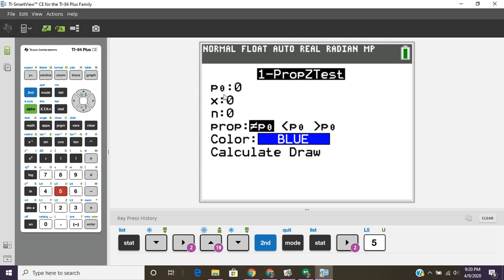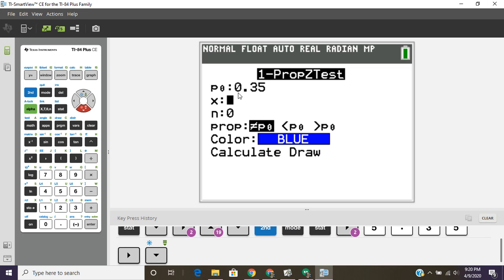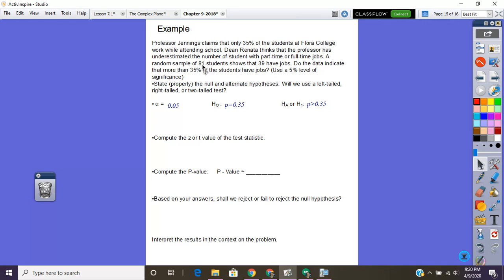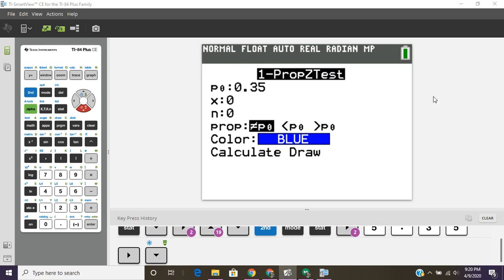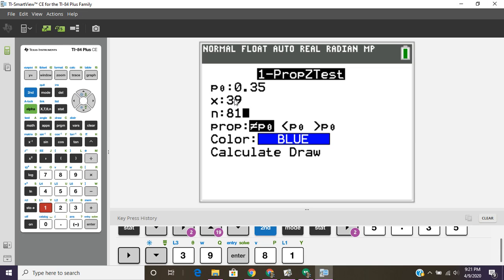All right, so p0, this is our null hypothesis. It says 35% of the students at Flora College. So we're going to type in 0.35 here. Then it says x. Well, what x wants to know is how many have a job, and n is how many they talked to in our sample. Well, 81 students is how many were in the sample, and 39 of them have jobs. So our x is 39, and our n was 81.